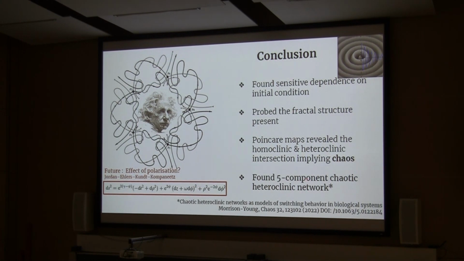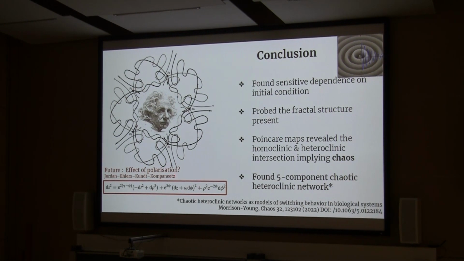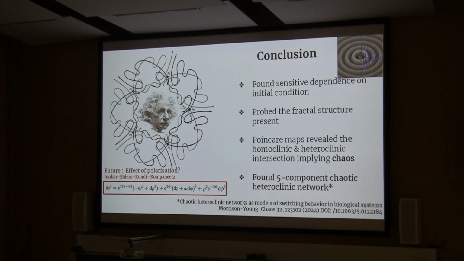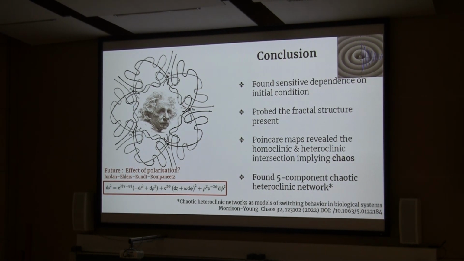So we found the 5-component chaotic heteroclinic network. The future work would be to look at a more generalized case. We have the Jordan-Ehlers components metric, which has both polarizations, so that would be the ellipsoid solution. And we have to look into the effect of polarization, like how the fractal structure will look.